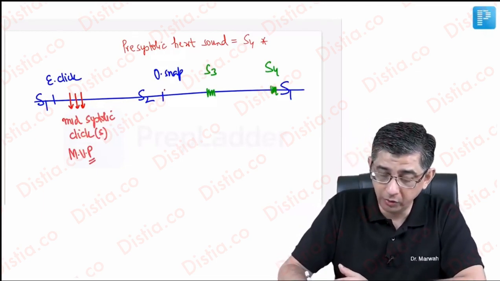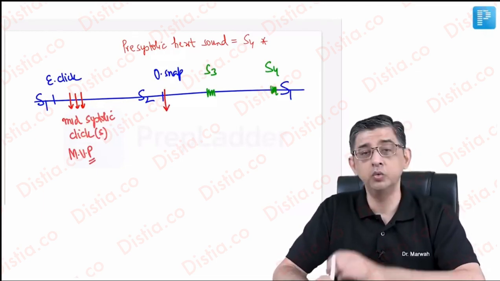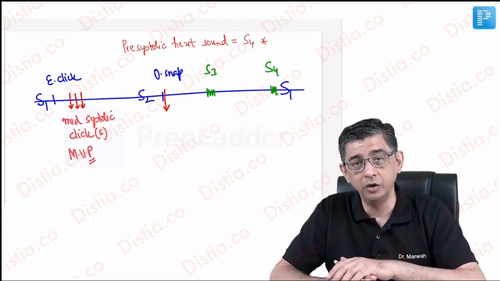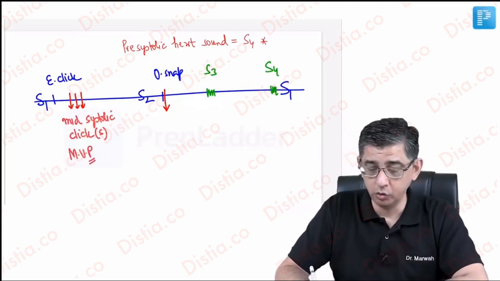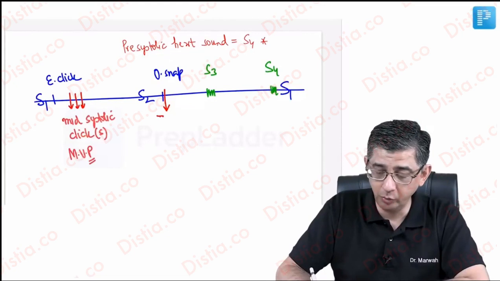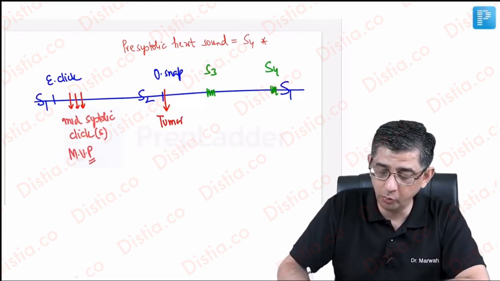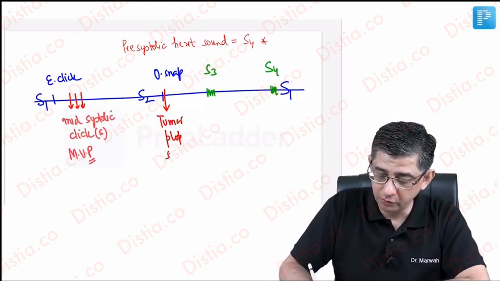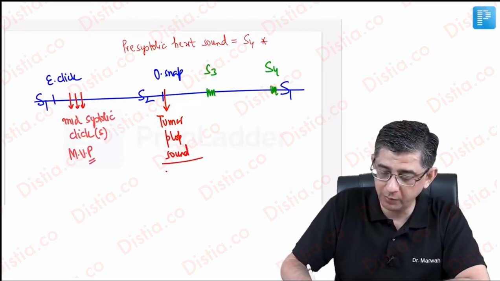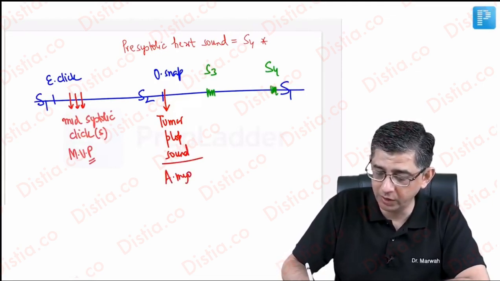I also taught you today regarding a finding which would be heard due to a tumor impacting the opening mitral valve. So the red arrow that I've drawn at the moment is the representation for the tumor plop sound, which was discussed with atrial myxoma, which happens to be the commonest benign tumor of the heart.